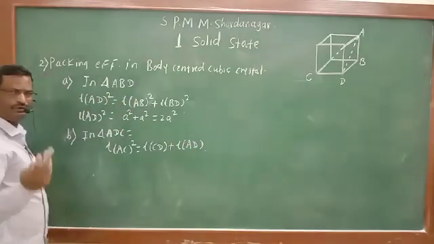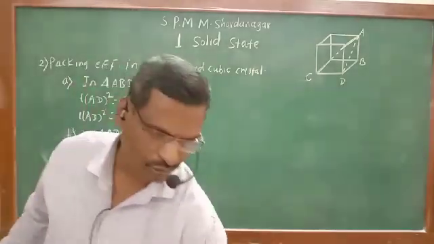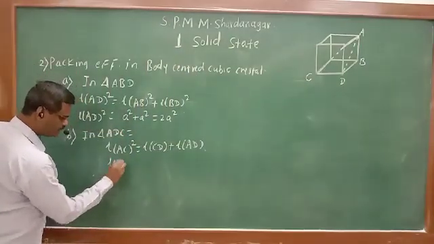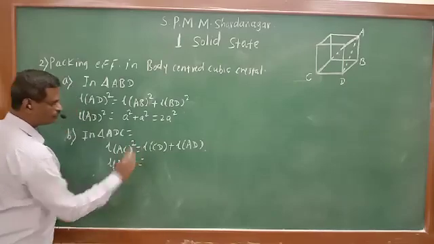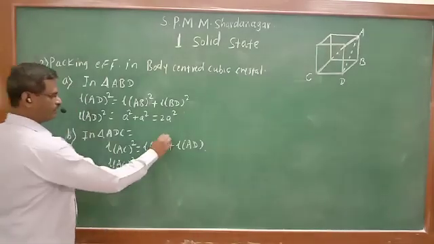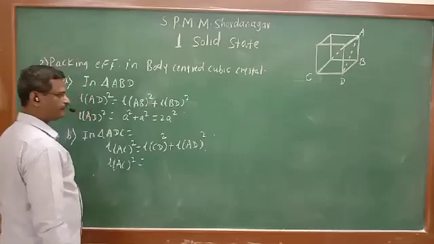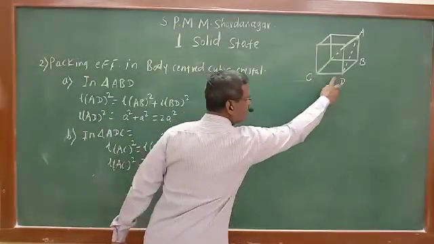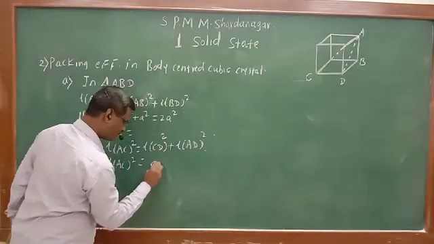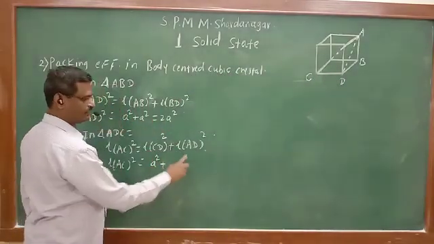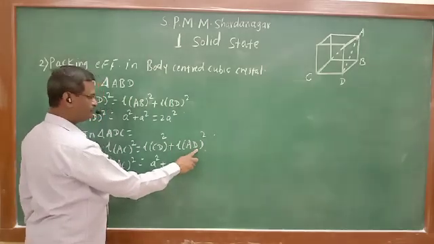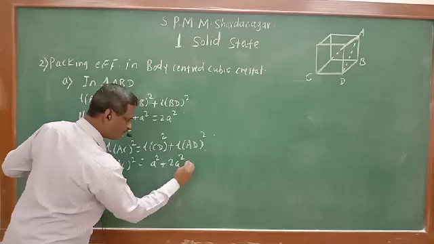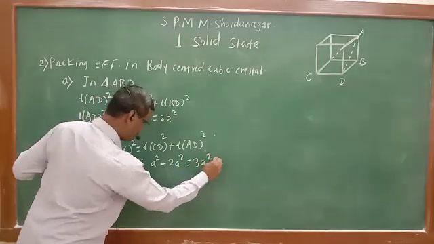And now substitute the values, very simple. Once you know the triangles, we can substitute the values. So length AC square will be equal to CD square plus AD square. What is CD? This part is A, so A square, plus what is AD square? AD square we have calculated, that is equal to 2A square. Therefore, it is 3A square.